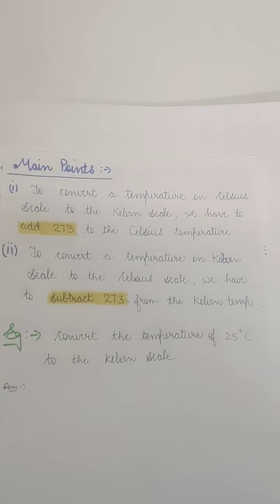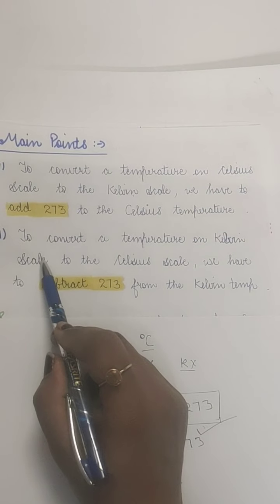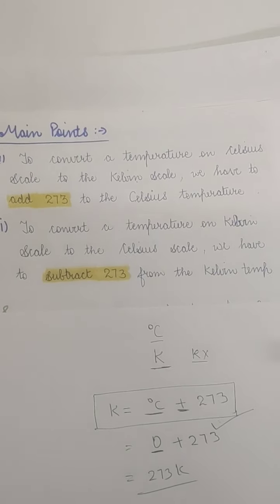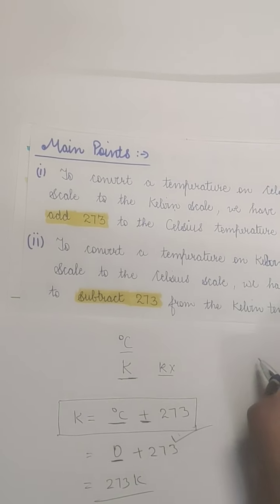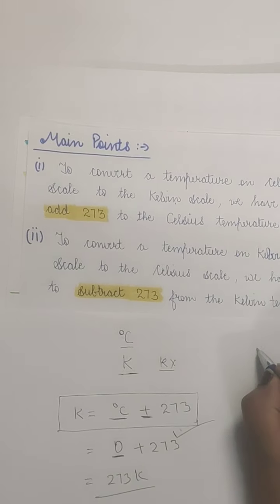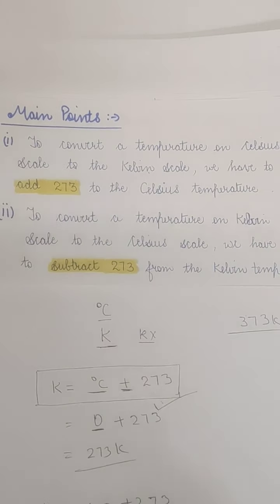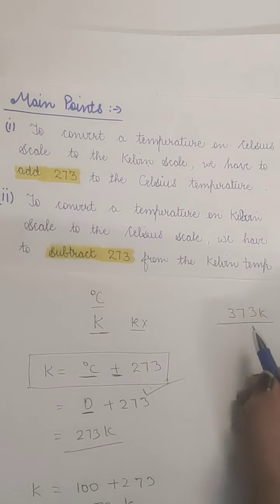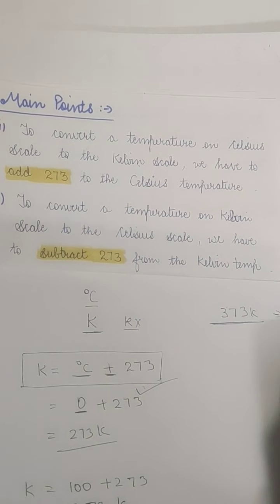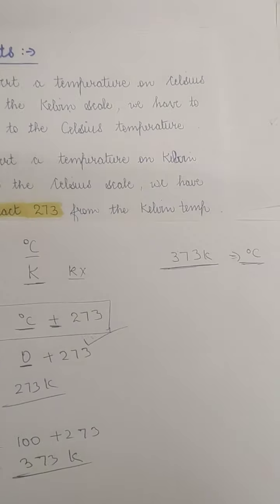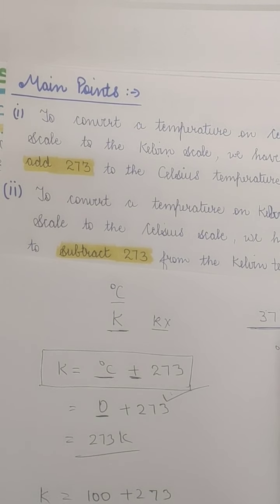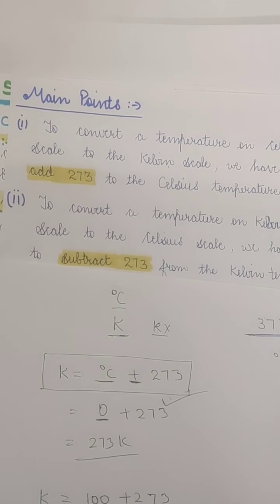Then if you want to convert a temperature on the Kelvin scale to degree C, we have to subtract. For example, I have 373 Kelvin and I want to convert it into degree C. I want to know how much temperature this is in degree Celsius. So I just have to subtract 273: degree C equals 373 minus 273.